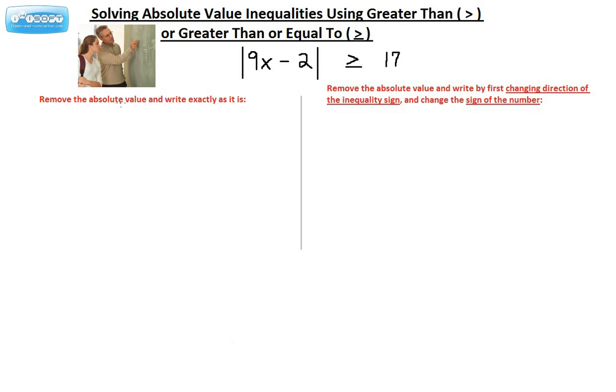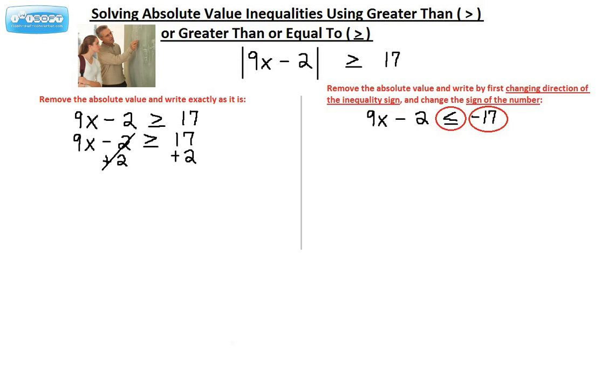We first remove the absolute value and write it exactly as it is. Next, we write it a second time, only this time we change the direction of the inequality sign and change the sign of the number. You can see that here I've reversed the inequality to less than or equal to, and I've changed my number to negative 17. Now we want to solve each of the inequalities.